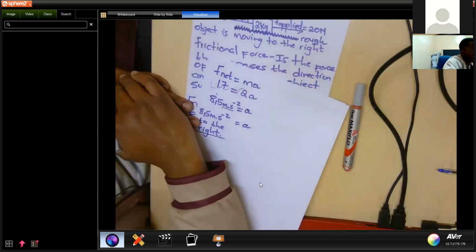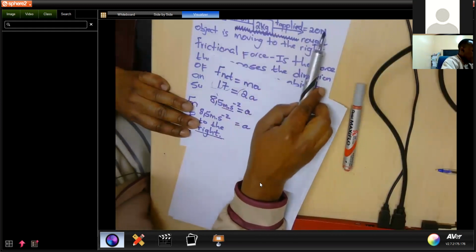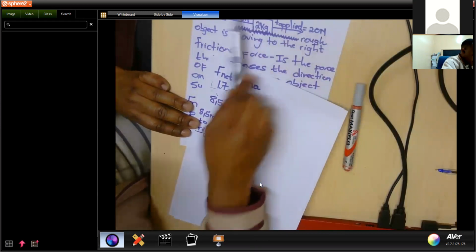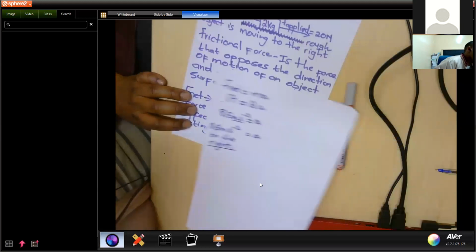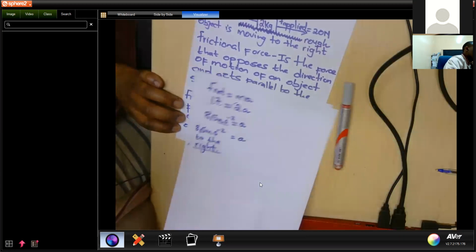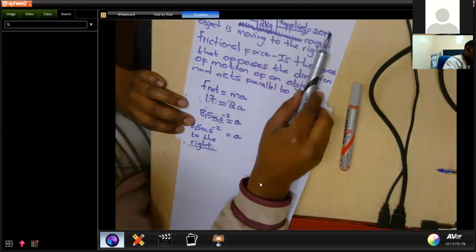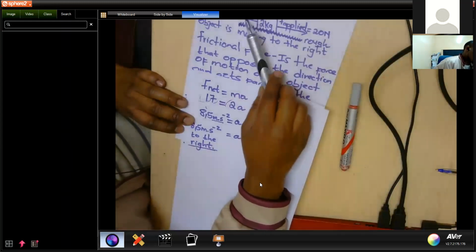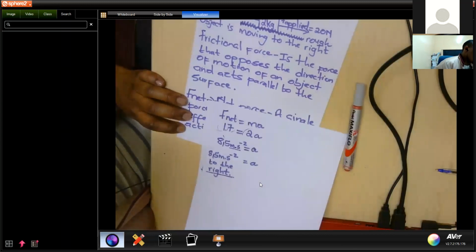Now, if your object is going to the right, then most definitely your frictional force is acting to the left. Why? Because frictional force is the force that opposes the direction of motion of an object. So, if the direction of motion of the object is to the right, then the frictional force is definitely acting to the left, and it acts parallel to the surface.